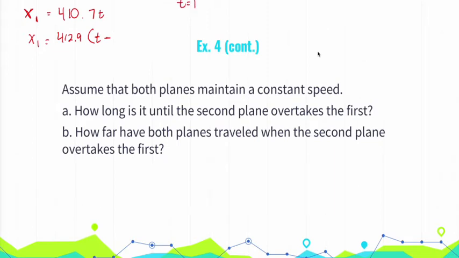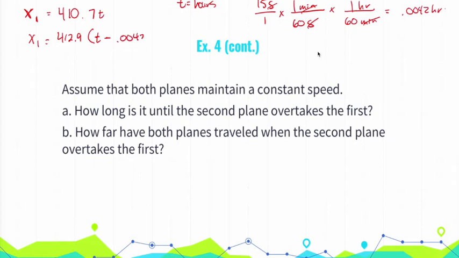But remember that our time is in hours because our speed is in miles per hour. So we need to convert 15 seconds into hours. Do your dimensional analysis: 1 minute over 60 seconds, and 1 hour over 60 minutes. Your seconds cancel out, your minutes cancel out, and you're going to get an answer in hours. So 15 divided by 3600 gives 0.0042. So t minus 0.0042 hours.